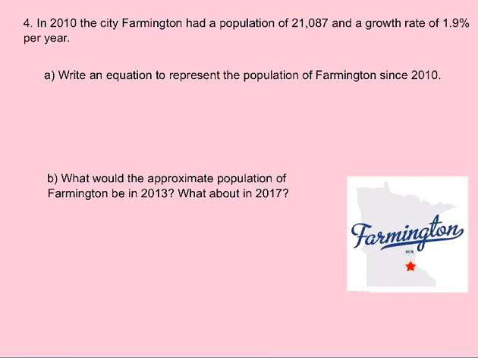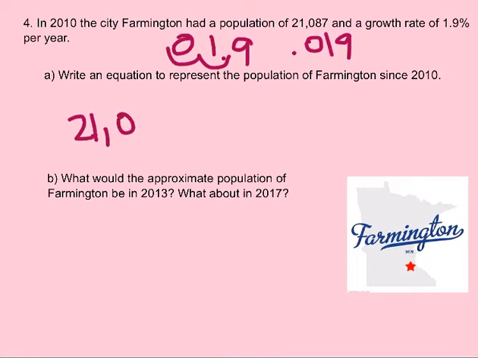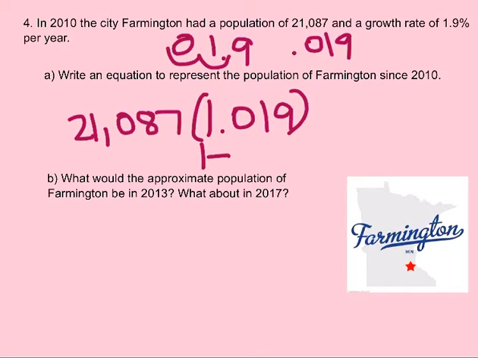Now, let's take a look at number 4. It says in the city of Farmington, the population was 21,087 and had a growth rate of 1.9%. So again, we want to make sure we convert that into a decimal, like so. So then, our initial value is 21,087 times 1.019, because that's the same as 1 plus 0.019. I'm just kind of skipping a step there, but that means the same thing. And then we're going to raise that to the x power.